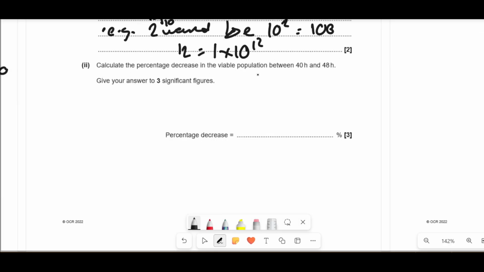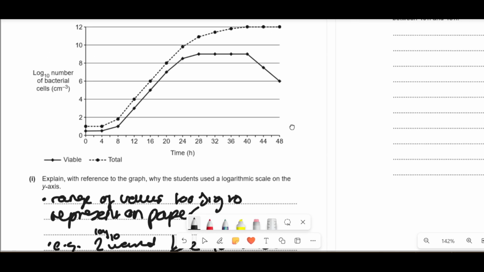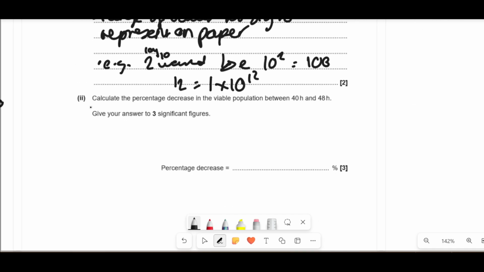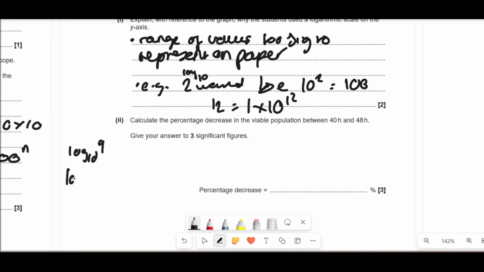So now it says, calculate the percentage decrease in the viable population between 40 and 48 hours. So if we look at where 40 hours is, it's asking about the viable population, so we're going to look for where 40 is. That's like a 9. So the log 10 number is 9 for the first one. And then 48 hours is 6. So the other number is log 10, 6.